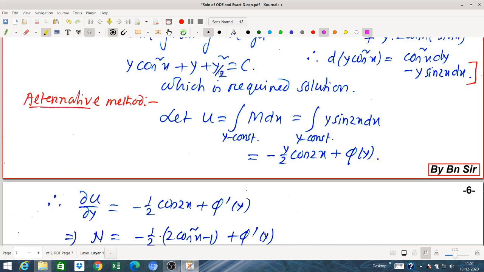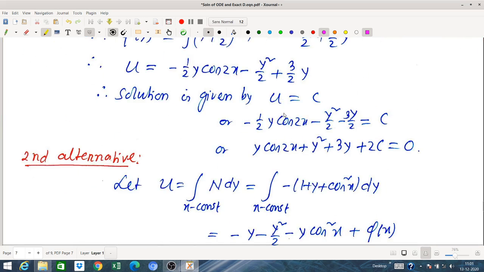y square by 2 is here. y cos square x, yes. If we write 2 cos square x minus 1 and then simplify, we will get this.